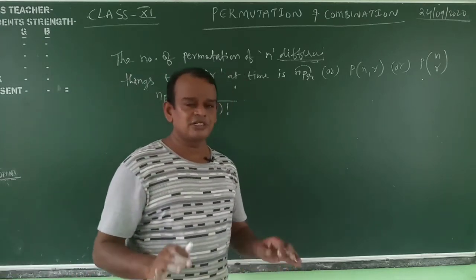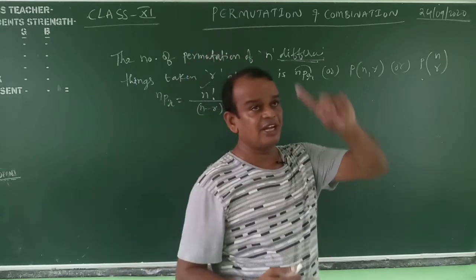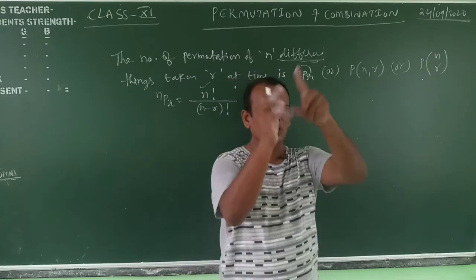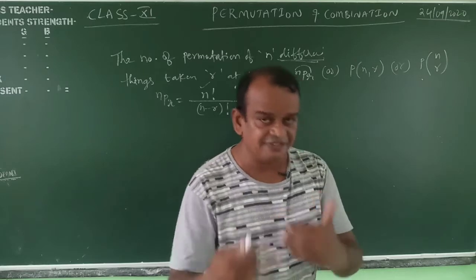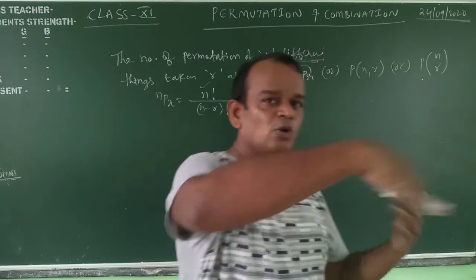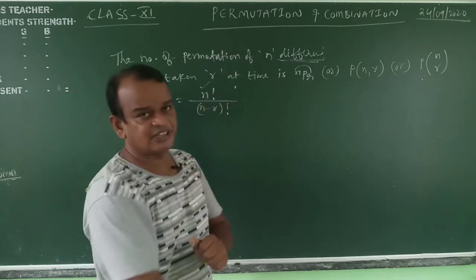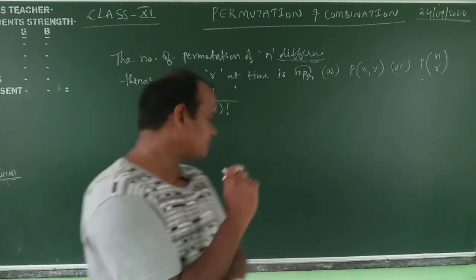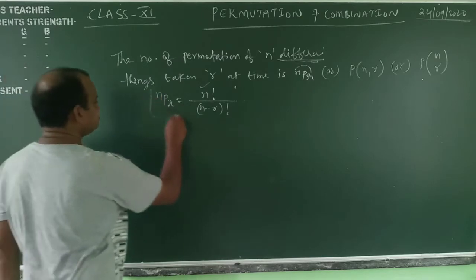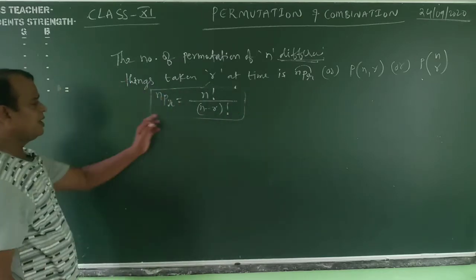nPr is the number of permutations of n different things taken r at a time, where the n value is more than the r value, or both are equal. Or otherwise, in the other definition, it is filling up of the r blanks in a row with n different things. Okay, my dear students. First suppose this is the formula. What is the meaning of nPr equal to this one?